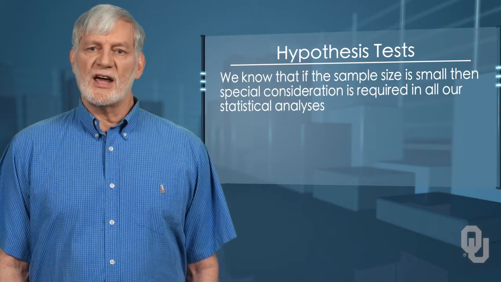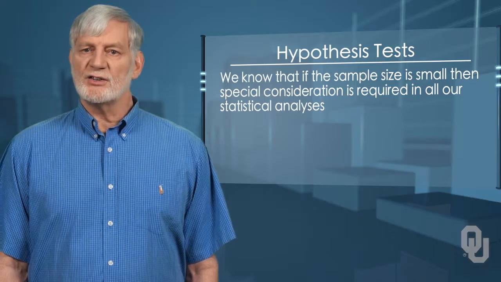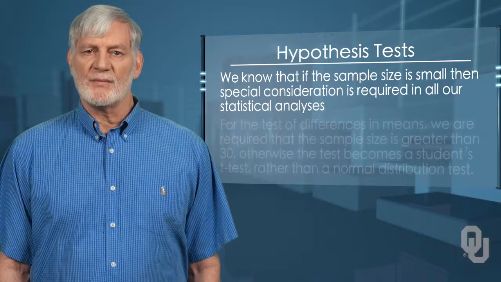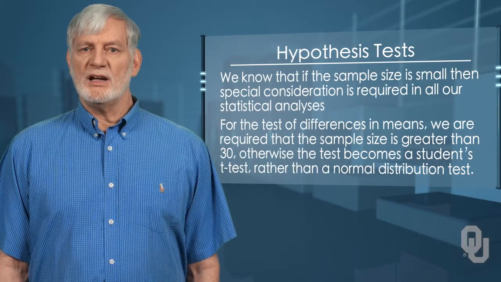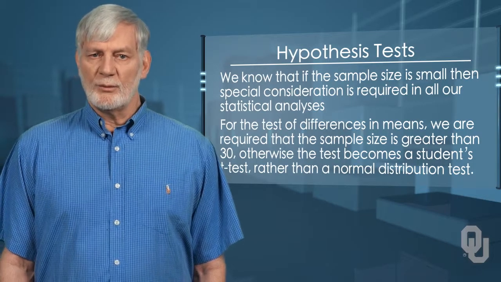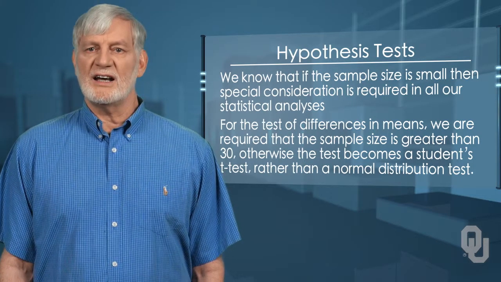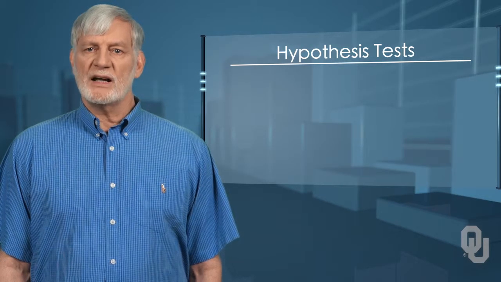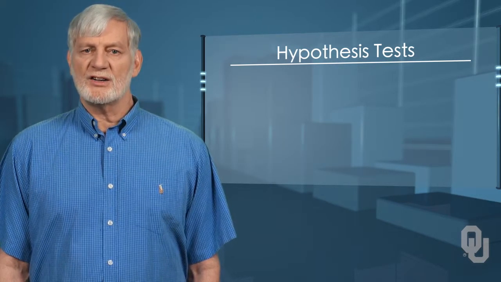We know that if the sample size is small, then special consideration is required in all our statistical analyses. For the test of differences in means, we require that the sample size is greater than 30. Otherwise, the test becomes a student's t-test rather than a normal distribution test. You should be able to recognize this issue and make this correction.